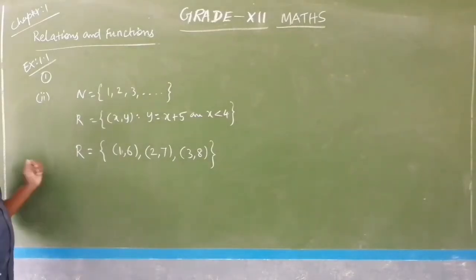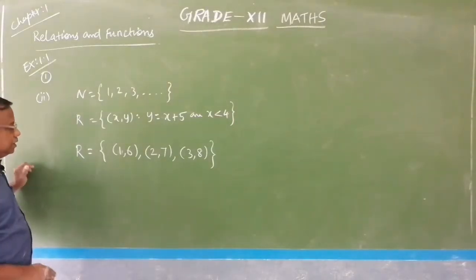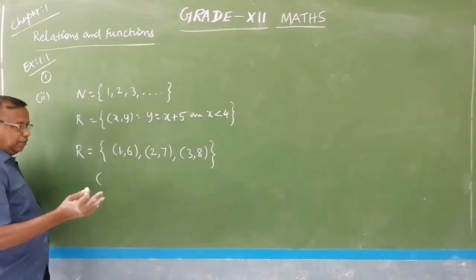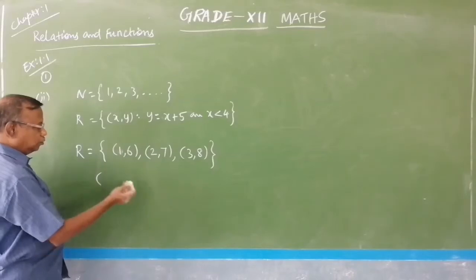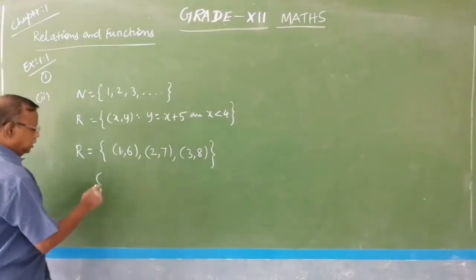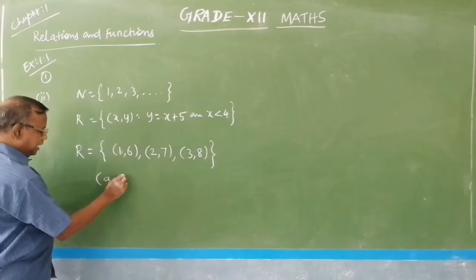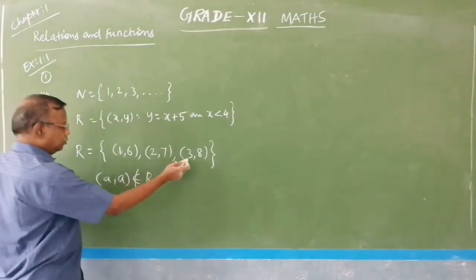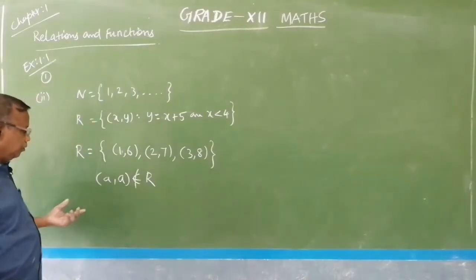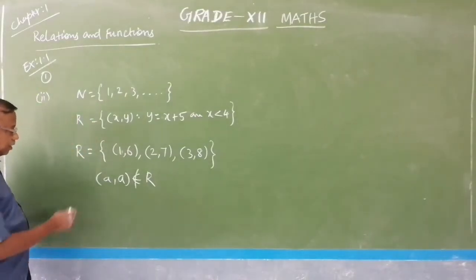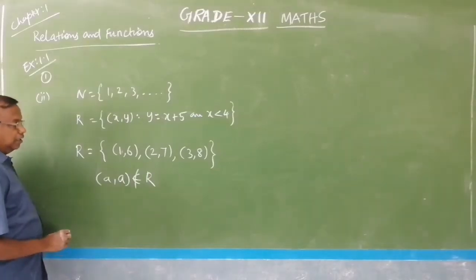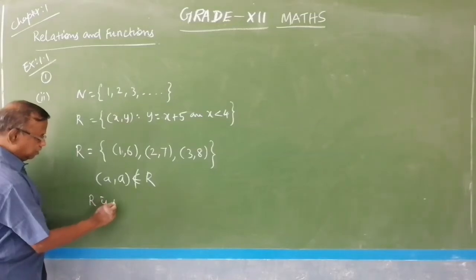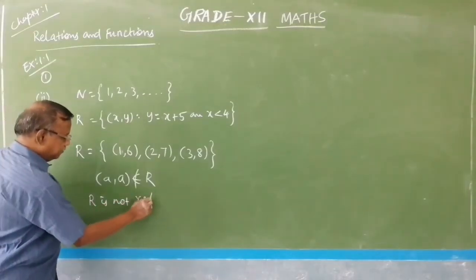Now first one, there is no element like a comma a belongs to R, that is 1 comma 1 or 2 comma 2, 3 comma 3. Here a comma a does not belong to R, there is no element 1 comma 1, 2 comma 2, 3 comma 3 like this. Therefore, the relation R in set N is not reflexive. So, R is not reflexive.